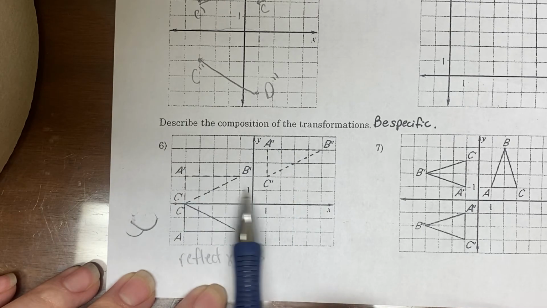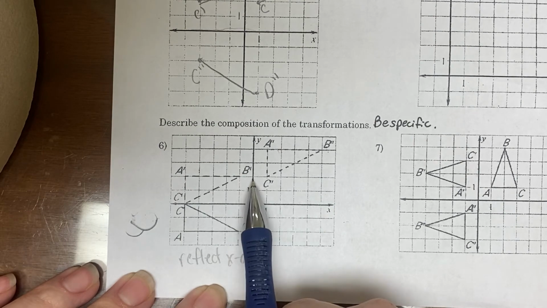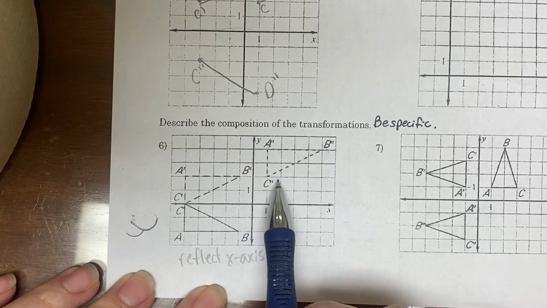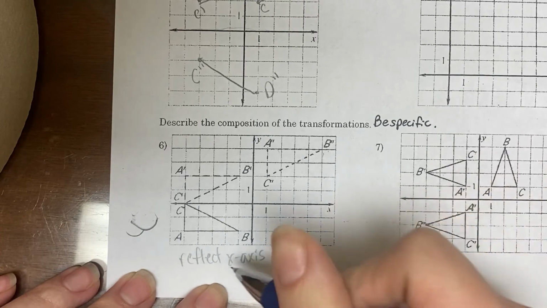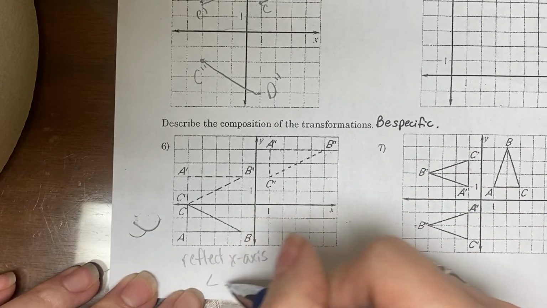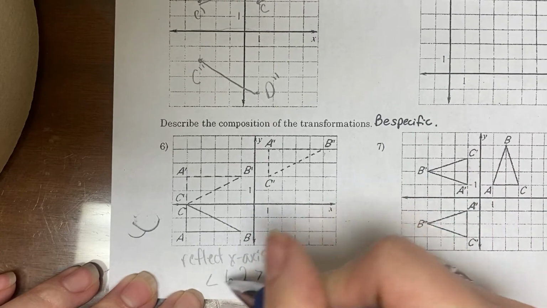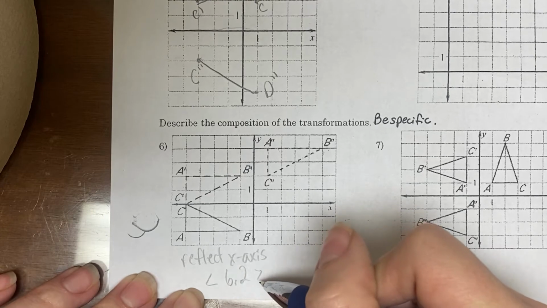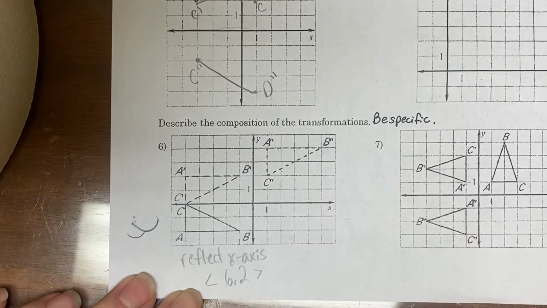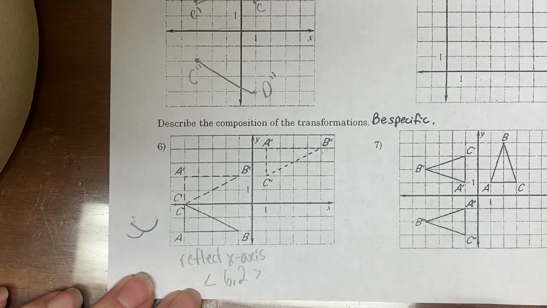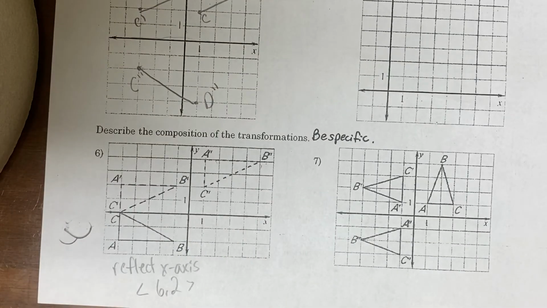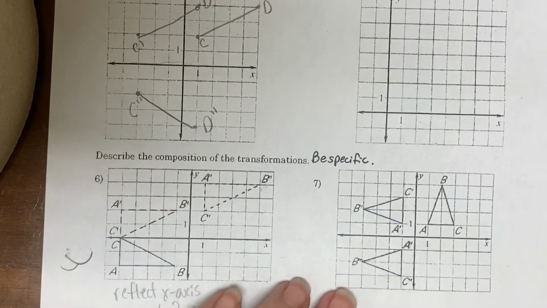Now I need to know what happens to A prime's triangle that moves to A prime prime. So this triangle translated, and you can just pick one point, it doesn't matter which one, they all move the same translation. So B goes 1, 2, 3, 4, 5, 6, 1, 2. So you can just tell me that it translates 6, 2. And as long as you put it in the vectors, that lets me know it's a translation, so you don't have to write out the word translate. Okay, and then 7, same idea.